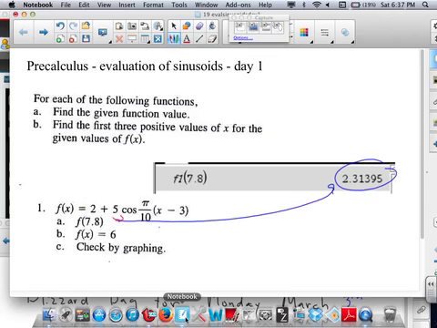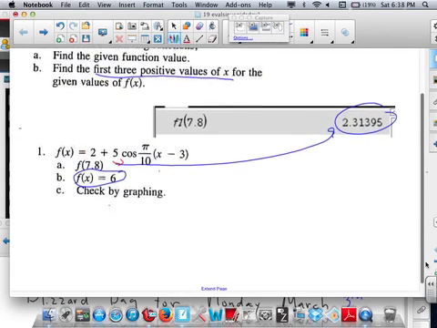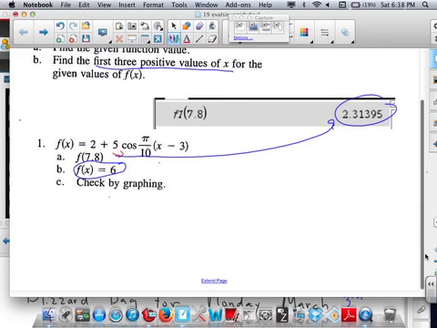All right, it's this next one. Find the first 3 positive values of x. All right, as you can tell in this problem, we need to take the whole function and put it equal to 6. Now, first off, let's do this. Let's say 6 equals the function. There really is a parentheses here. And let's do some algebra work first.